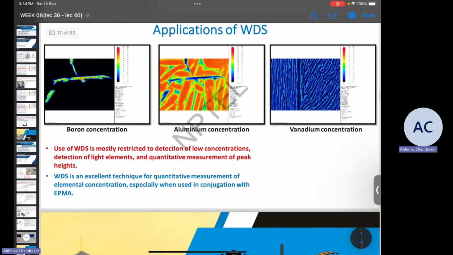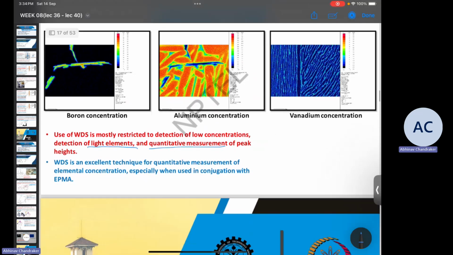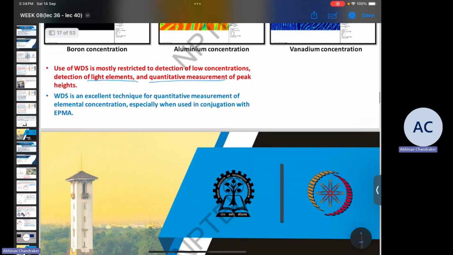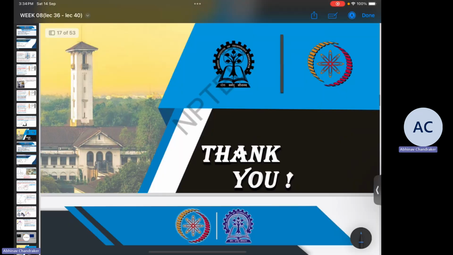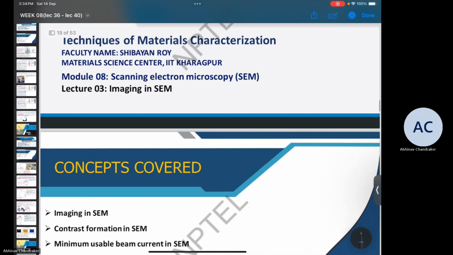The major advantage of WDS is that even light elements can be detected fairly accurately, and quantitative measurement is much more accurate in case of WDS. In case of EDS, these two things are not possible. Accurate measurement is very difficult. So WDS is preferred.